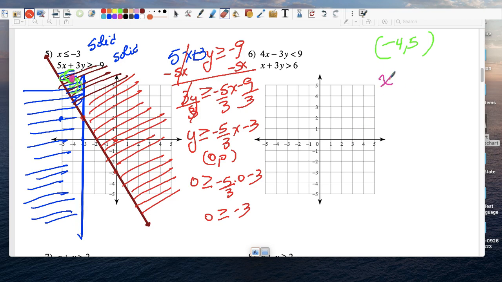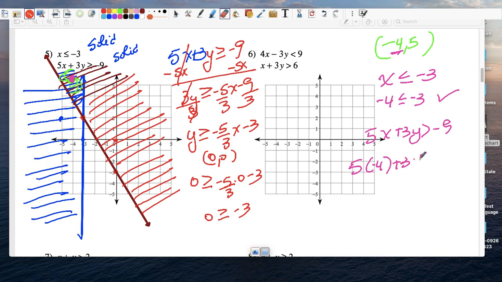So the first inequality is x less or equal to -3. I'm going to replace the x with -4. Is that a true statement? Yes, it is. The second inequality, 5x plus 3y greater than or equal to -9. Replace x and y. I get 5 times -4 plus 3 times 5. That's supposed to be greater than -9. You get -20.